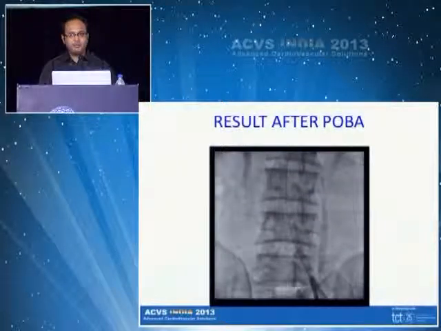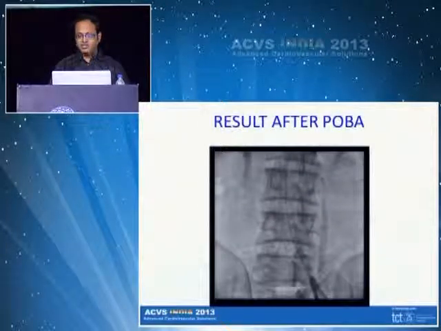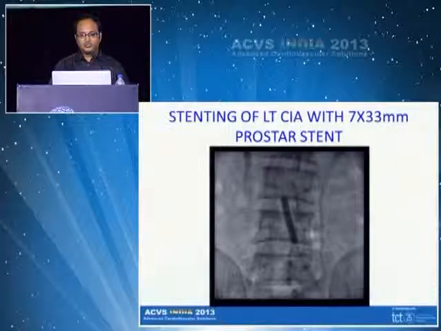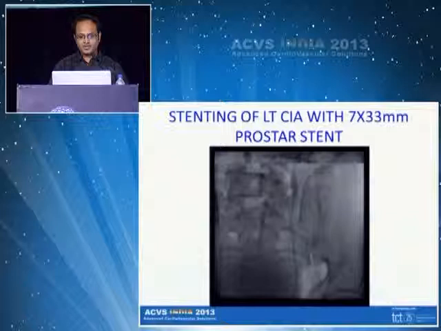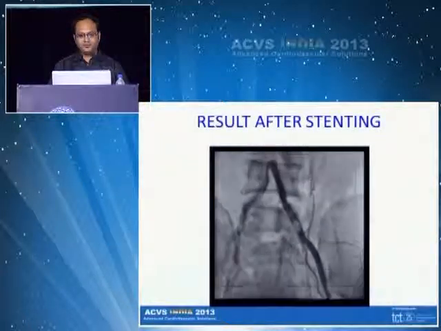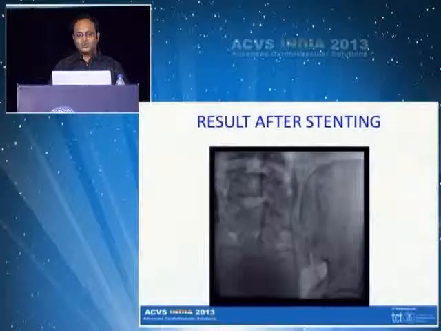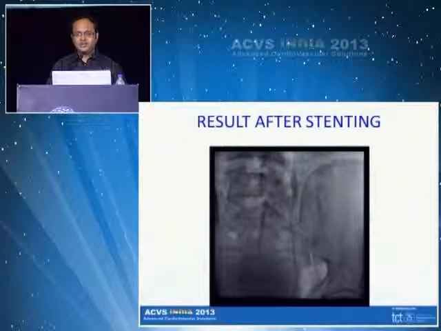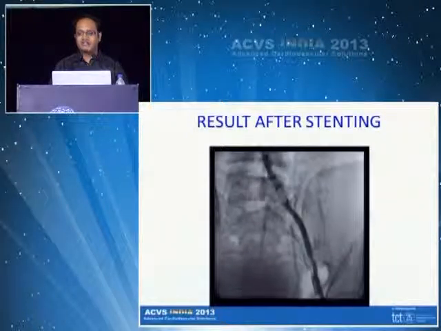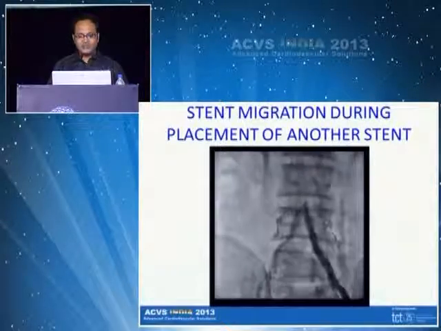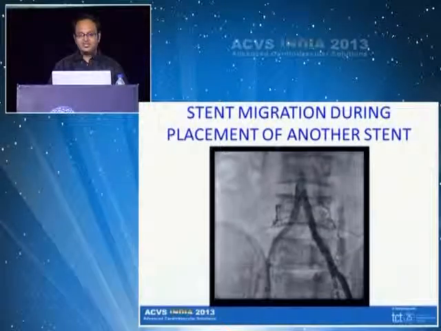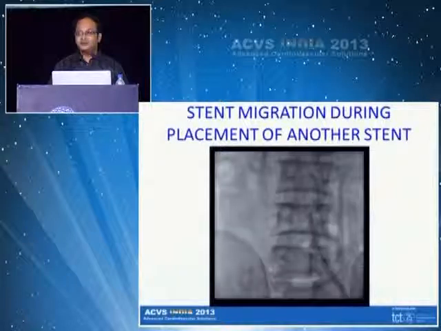We wanted to put a balloon expandable stent as it was available on our shelf. So we stented with the 7 into 33 mm ProStar stent. This is the result after stenting. Still there was some thrombus, some lesion was there, so we thought we'll cover the lesion with another stent. Then we took another ProStar stent, and as you can see here, when we were advancing the stent, there was migration of the earlier deployed stent.